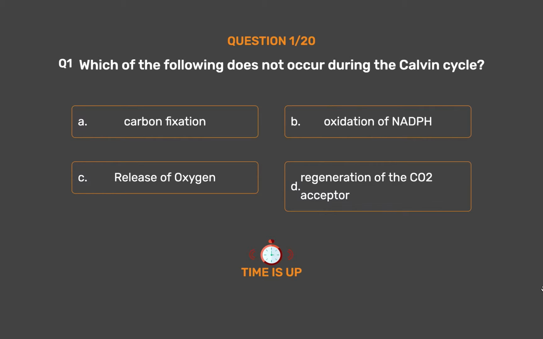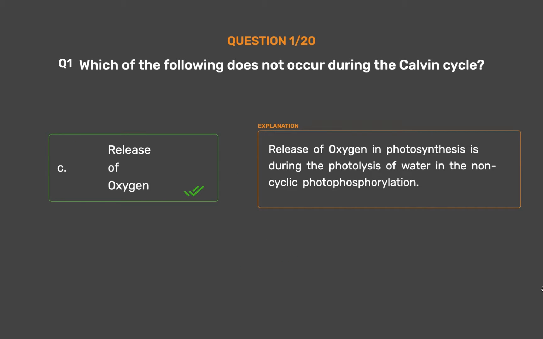The correct answer is option C. Release of oxygen. Release of oxygen in photosynthesis is during the photolysis of water in the non-cyclic photophosphorylation.